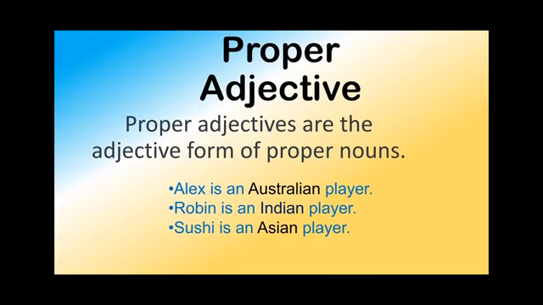Proper adjectives take their forms from proper nouns. Example, Alex is an Australian player. Robin is an Indian player. Shushi is an Asian player. Okay, indicating the nationalities of these players. Can you think of other examples? Like I could tell you that I am a Nigerian. My son is an American. So American there is a proper adjective.